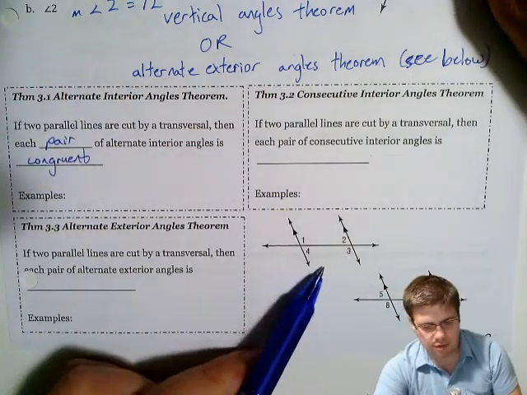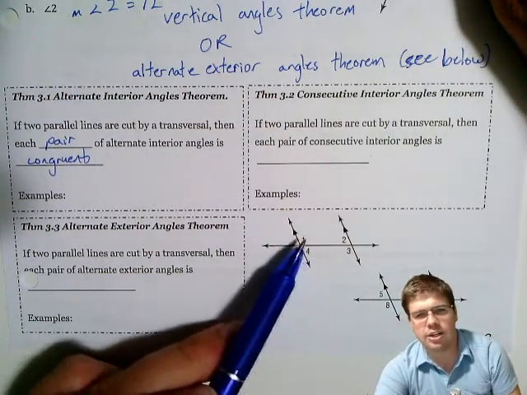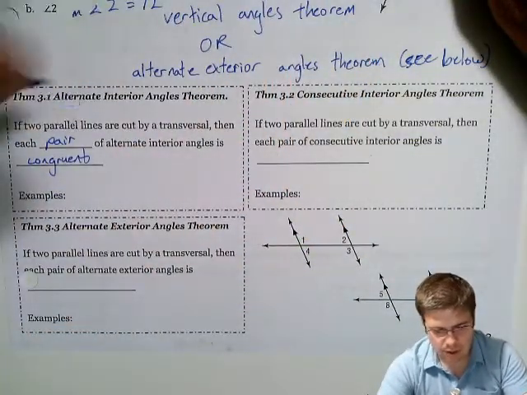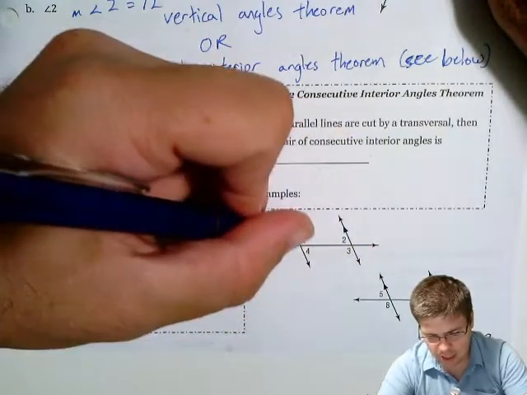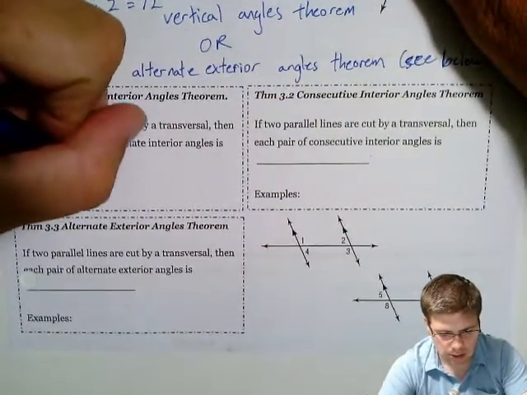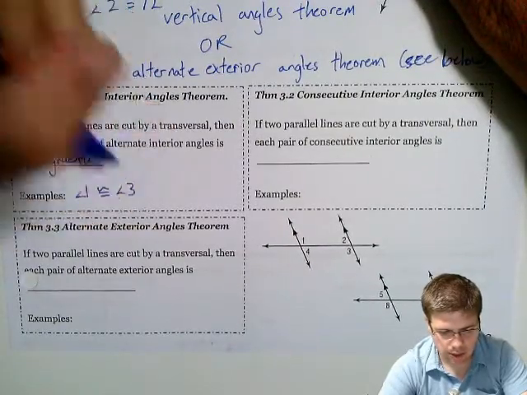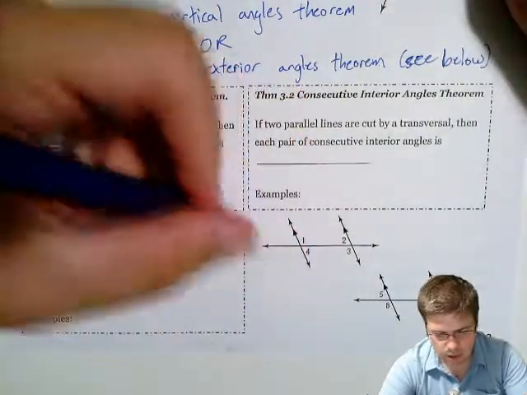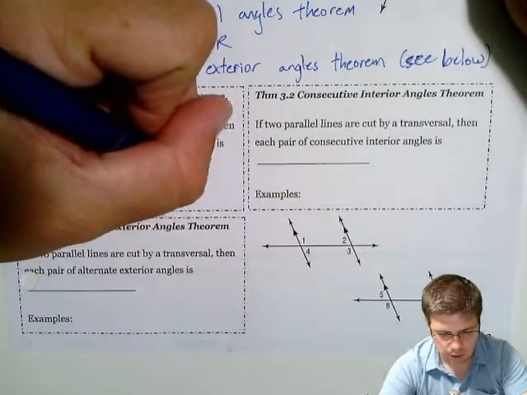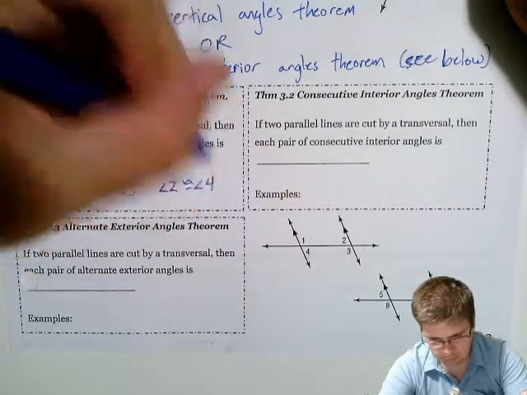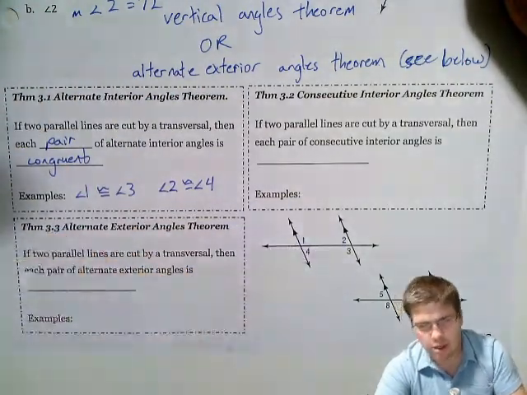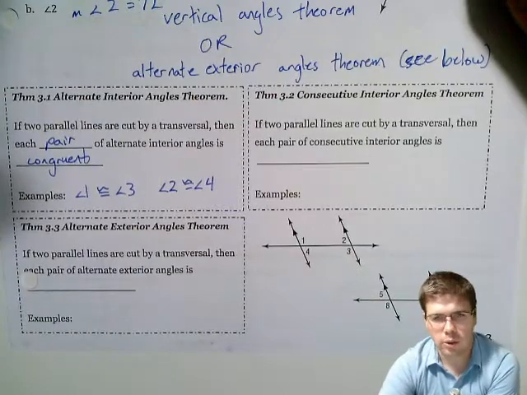if two parallel lines are cut by a transversal, then each pair of alternate interior angles is congruent. So going off this image, our alternate interior angles, and you can kind of see it based on the look of these, angle 1 is going to have the same measure as angle 3. So angle 1 is congruent to angle 3. And angle 2 is congruent to angle 4. And so that is the alternate interior.